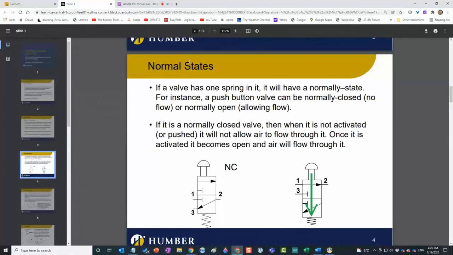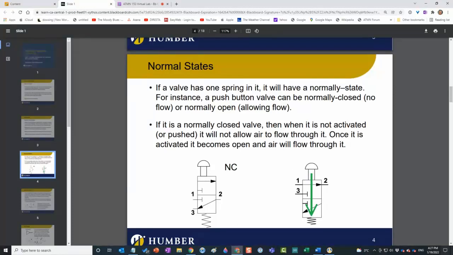Some switches have springs in them, and some switches don't. Cool. So essentially, if a valve has a spring in it, it has a normal state. For instance, a push-button valve can be normally closed, no flow, or normally open, allowing flow. Okay, so we're going to take a look at how these valves work, but we'll just continue here.